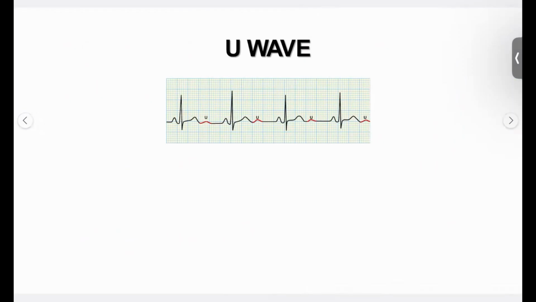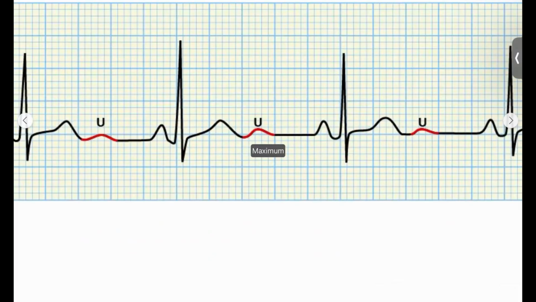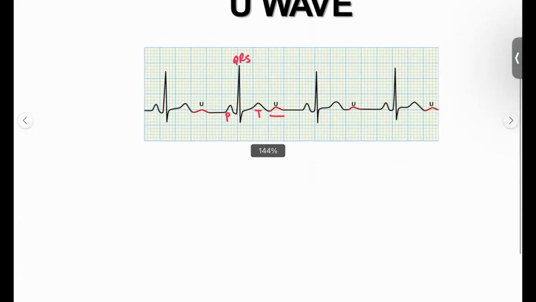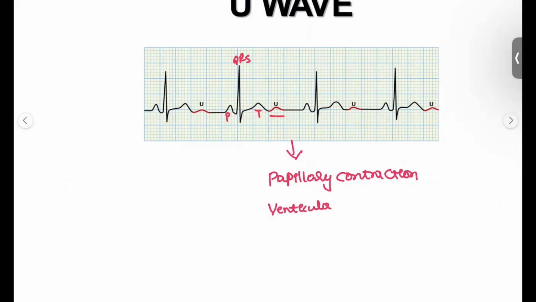So the first thing we have to understand is what the U wave is. We all know there is a P wave, which is atrial depolarization, the QRS complex, which is ventricular depolarization, and the T wave, which is ventricular repolarization. What is this U wave? The U wave is specifically a papillary muscle contraction. When there is a contraction inside the papillary muscle, that will cause the U wave. Late ventricular repolarization can also cause U waves.